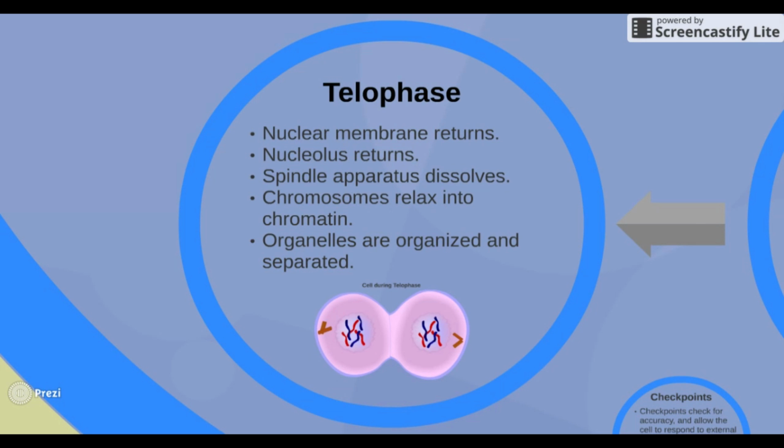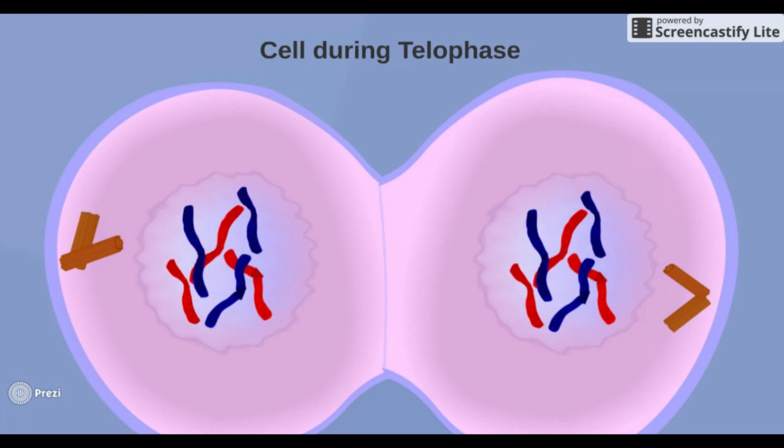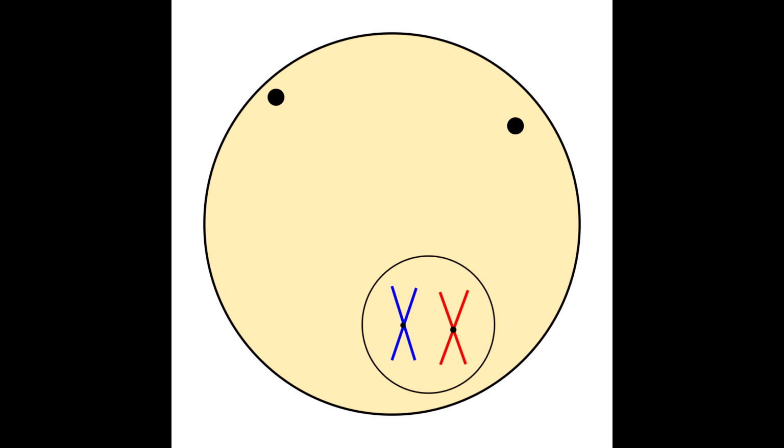Finally, the organelles that were copied in interphase are organized and separated so that there's exactly half of each of the organelles on each side of the cell. Again, this is a picture of a cell during telophase, and you can see that the organelles have all been organized and separated. Here is a short animation of a cell going through mitosis from prophase to anaphase.